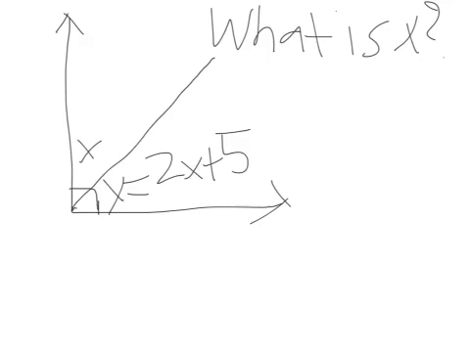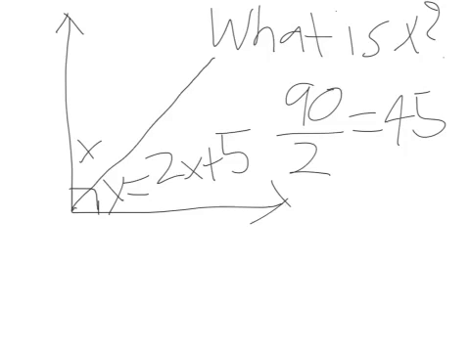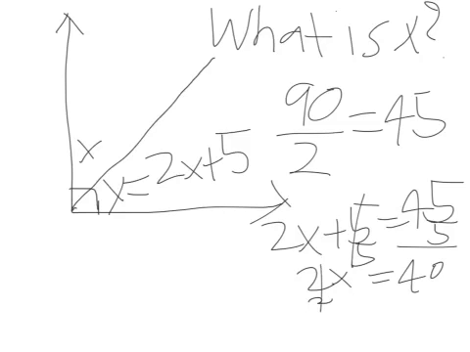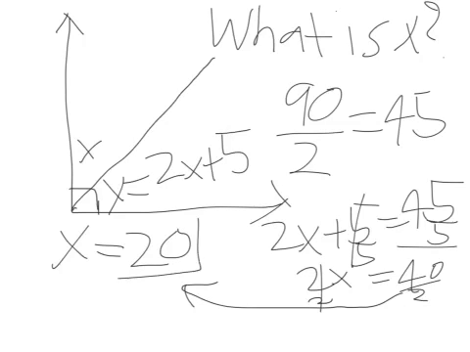Since it's a 90-degree angle and it's split in half, we know that 90 divided by 2 gives us 45. So now we can set the equation 2x plus 5 equals 45. Then you just subtract 5 from 45, so you get 40 equals 2x. Then you divide by 2, and you get x equals 20. And that is our answer.